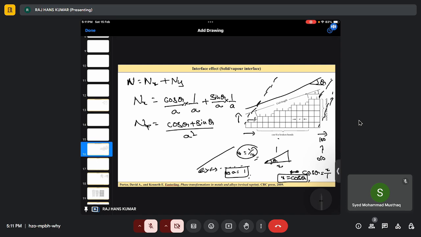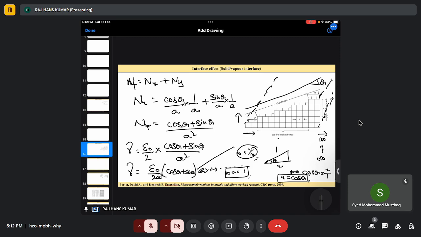Now this is n total, right? So the number of bonds being broken in this one. Okay. Now, what is my surface energy? Surface energy will be given by bond energy of each bond times the number of bonds, right? This will be equal to cos theta plus sin theta upon a square. So surface energy will be equal to bond length upon 2 times a square, cos theta plus sin theta.